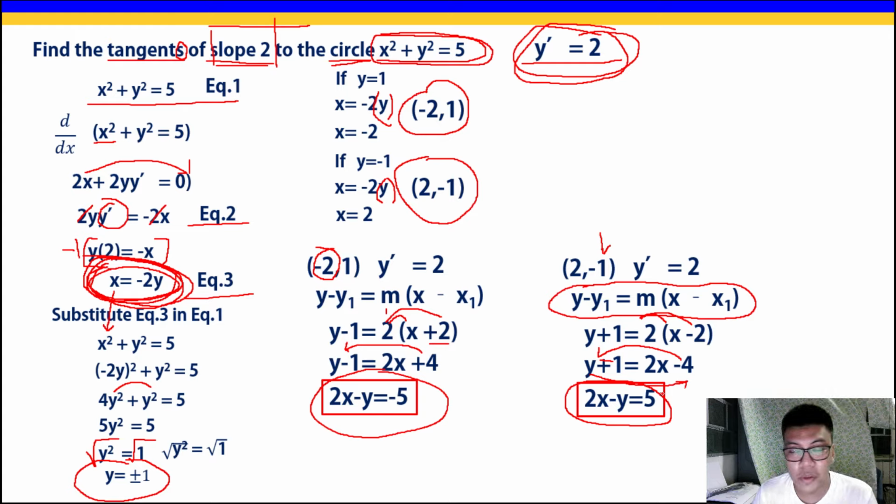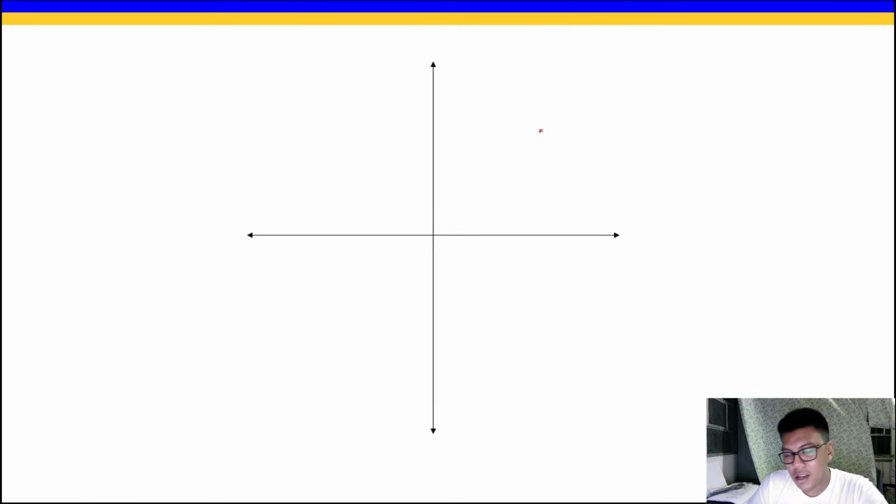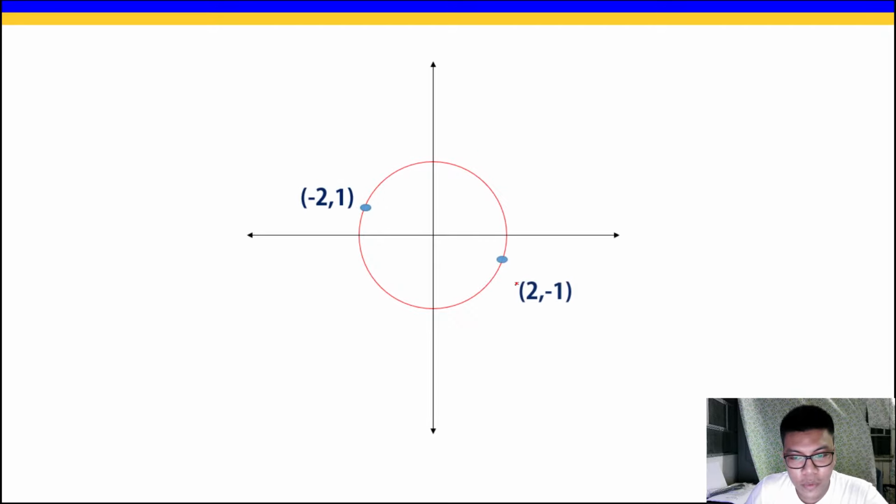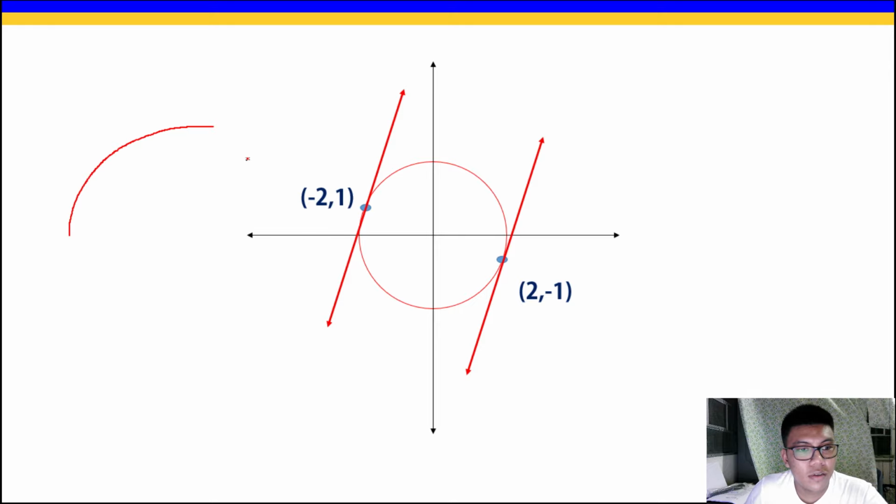Baka may tanong kung hahanapin pa yung normal line. Hindi na, no? Yan na yan. Wala naman sinabi sa problem na find the normal line. Okay? So ito kasi yung nangyari. May circle tayo, di ba? So meron tayong dalawang points, negative 2, 1, tapos 2, negative 1. Yan yung dalawang pwedeng maging tangent line natin, kaya dalawa yung hinanap. Pwera na lang kung halimbawa ang ating graph ay ganito, ganyan, hindi pwedeng maging dalawa. Sa isang point, isa lang syempre yung tangent line. Okay?